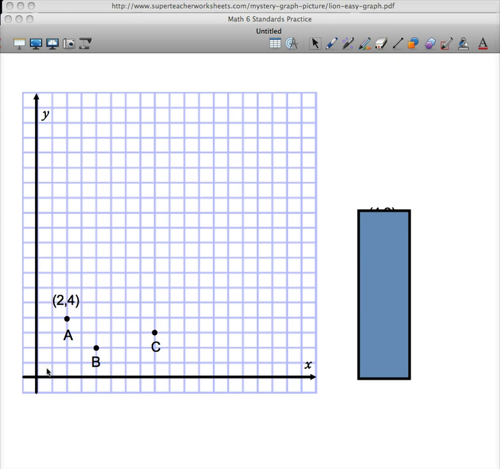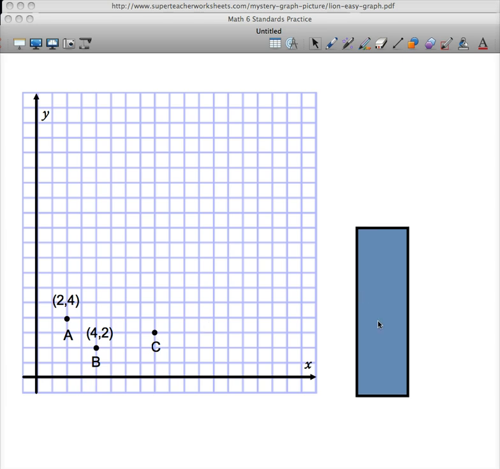Point B, 1, 2, 3, 4 on the x-axis, 2 on the y-axis. If you said it's located at (4, 2), you're correct. The last point, point C, 1, 2, 3, 4, 5, 6, 7, 8, 1, 2, 3. This is located at (8, 3).